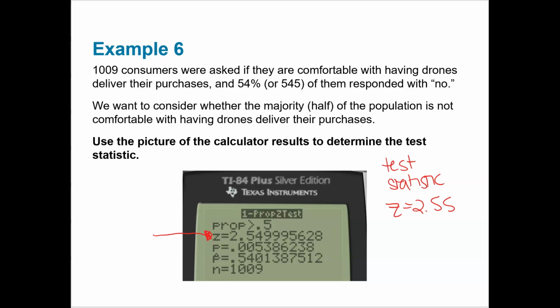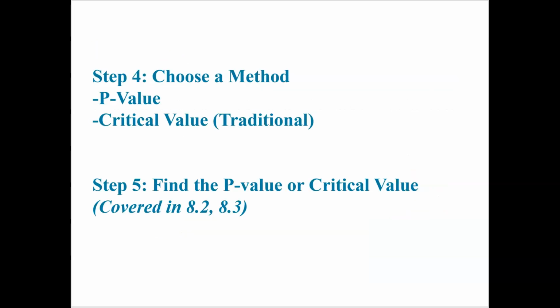So after you've determined your test statistic, we would choose a method, and almost always you're going to want to do the p-value. It's easier and it's quicker, but I am going to show you how to do the critical value or the traditional method. And then after you choose your method, you find the p-value, which would be in your calculator, really easy, or the critical value, which has just a couple more steps. And this process we're going to cover in our next sections.